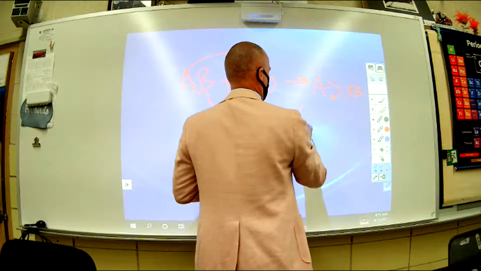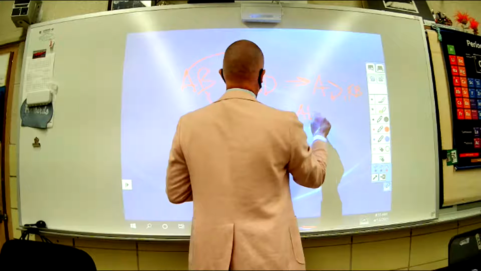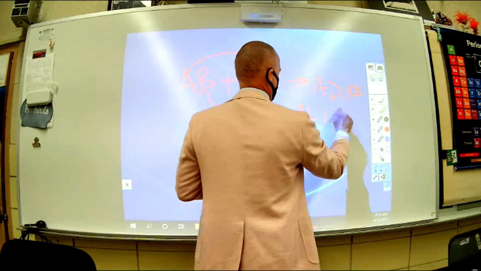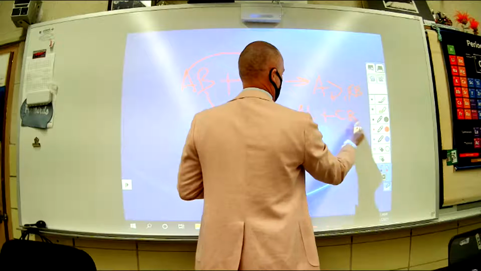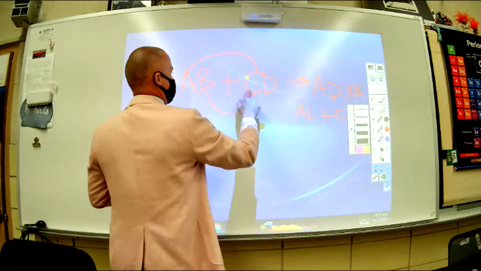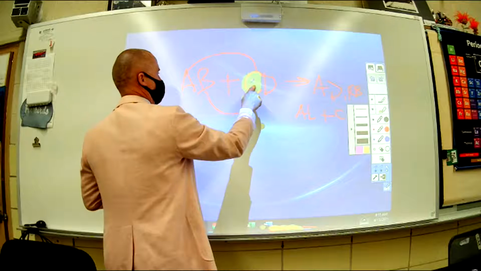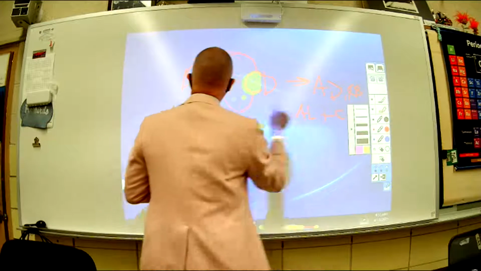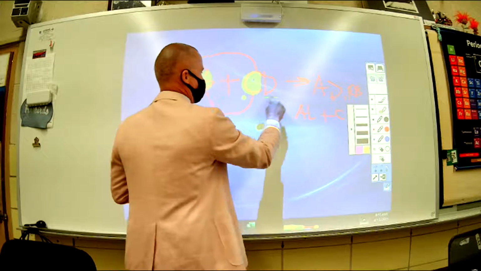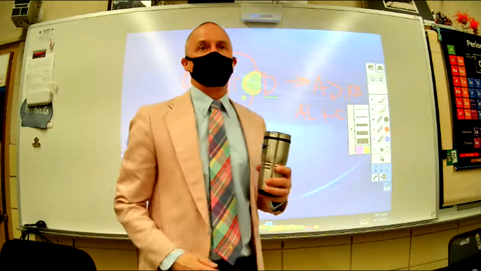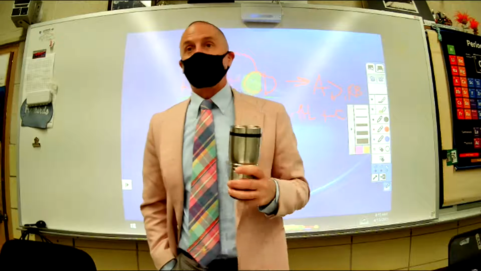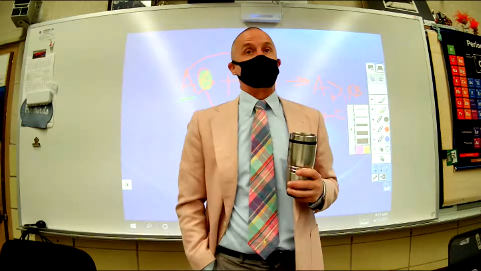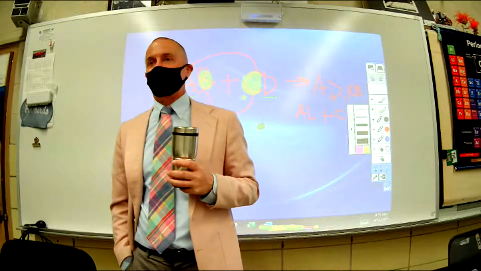We end up with A joining up with D and C joining up with B. In other words, the first thing in this one ends up with the second thing in that one, and the first one in this one ends up with the second thing in that one. That would be called double replacement, double displacement, sometimes called net ion exchange.